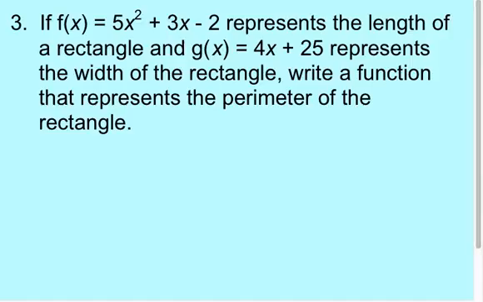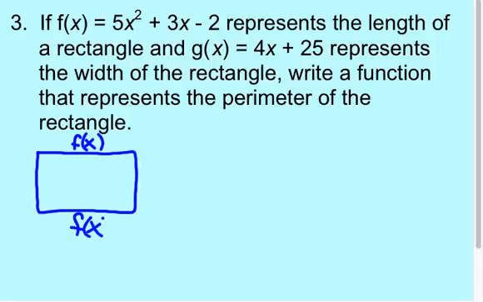Good. If f of x equals 5x squared plus 3x minus 2 represents the length of a rectangle, and g of x equals 4x plus 25 represents the width of a rectangle, write a function that represents the perimeter of the rectangle. Well, first of all, here's a rectangle. And they said the length is f of x. So there's two f of x's. And the width is g of x. Okay? It says write a function that represents the perimeter.